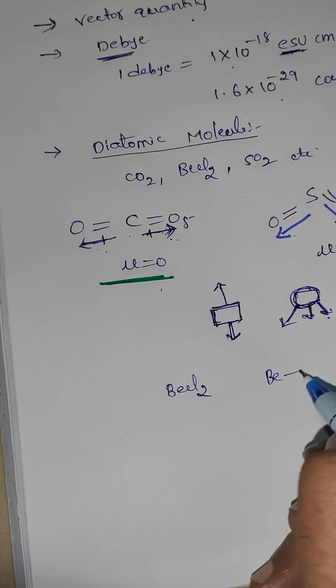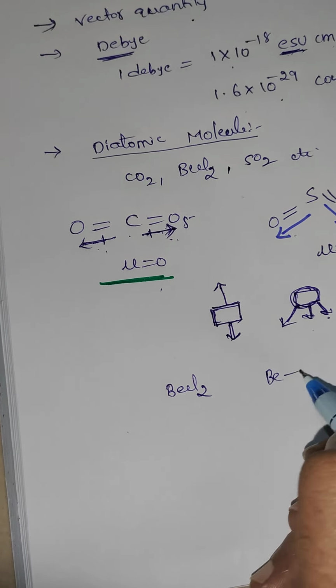So next point. If there is no electronegativity difference, the dipole moment is 0. Here, there is no electronegativity difference, meaning both electronegativities are the same. Fluorine F2, Cl2, Br2, O2. There is no electronegativity difference, so the dipole moment is 0. They must have some electronegativity difference to have a dipole moment.